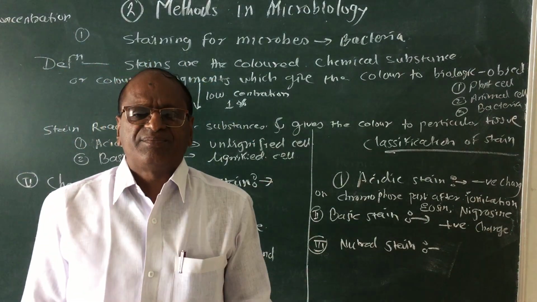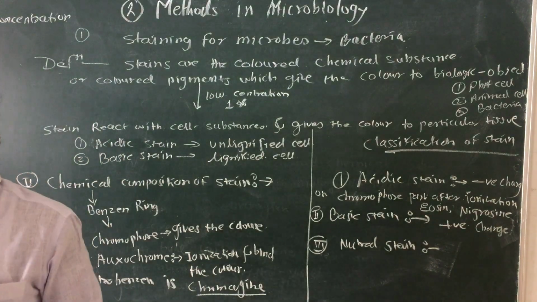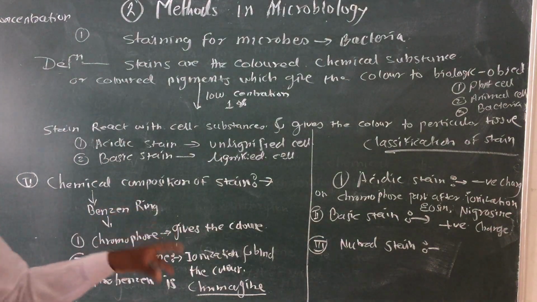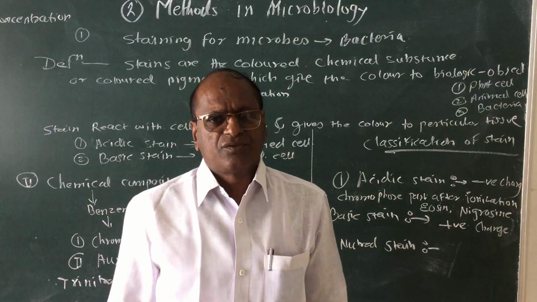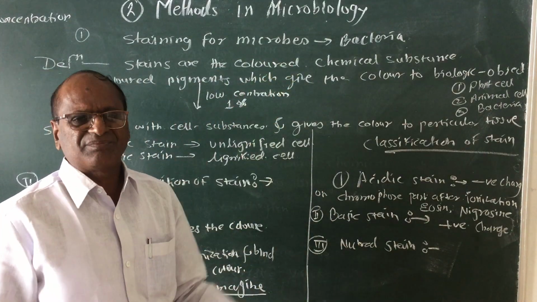The stains are the colored chemicals or colored pigments which give the color to the biological object.